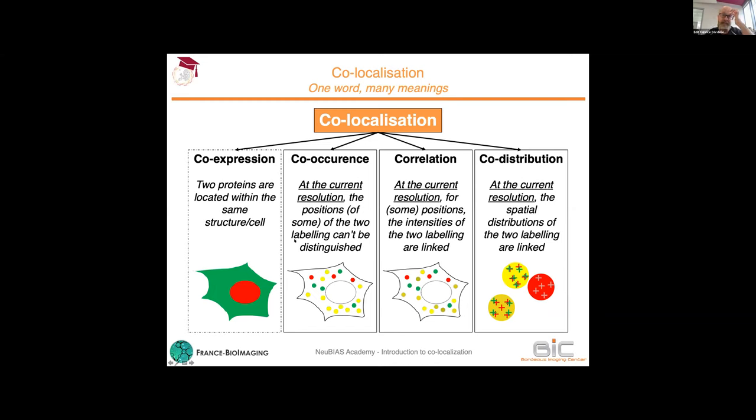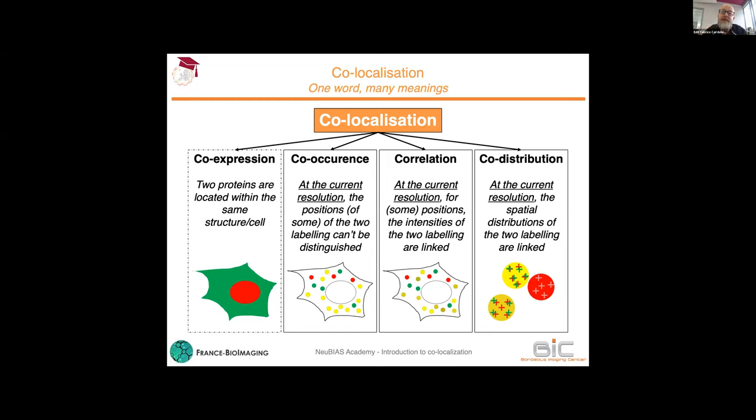Then what you may expect is some kind of co-occurrence, meaning that the two proteins of interest are on the same spot, the same structure, the same location, but without a specific stoichiometry of association. You may have one green for two reds in one structure, and in another structure two reds for four greens, and so on. So in this case you expect co-occurrence in the same structure, but no real relationship in terms of intensity. If you are expecting a certain stoichiometry of association to the structure, you will rather be looking for correlation of intensity of the two labelings on structures of interest.